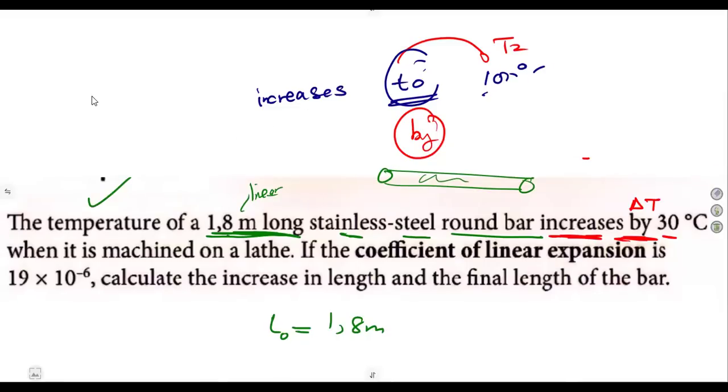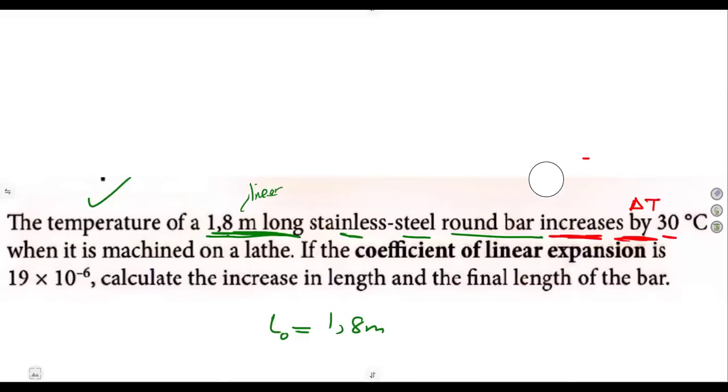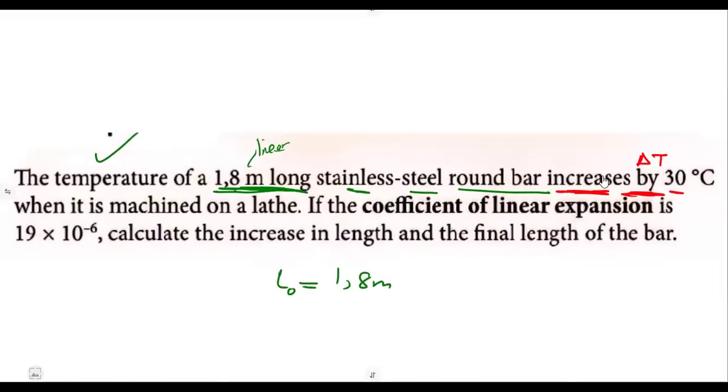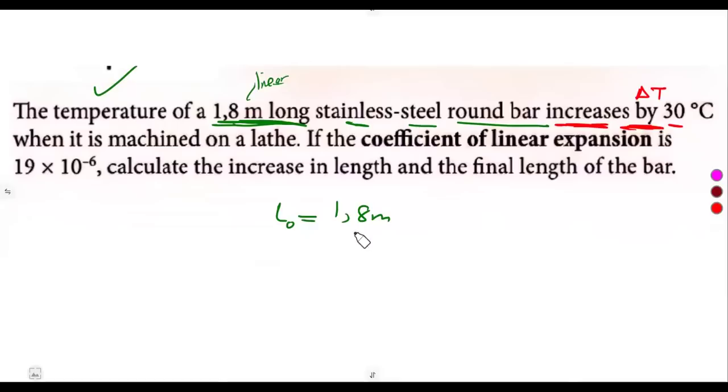Read your questions properly. Otherwise, you answer your questions wrongly by not understanding your information. So they gave us the increment, the change in temperature. But since they mentioned that it increases, we know that the change in temperature that we are given is an increase. They can say it decreases by. You know that it's a negative when it is like that. All right?